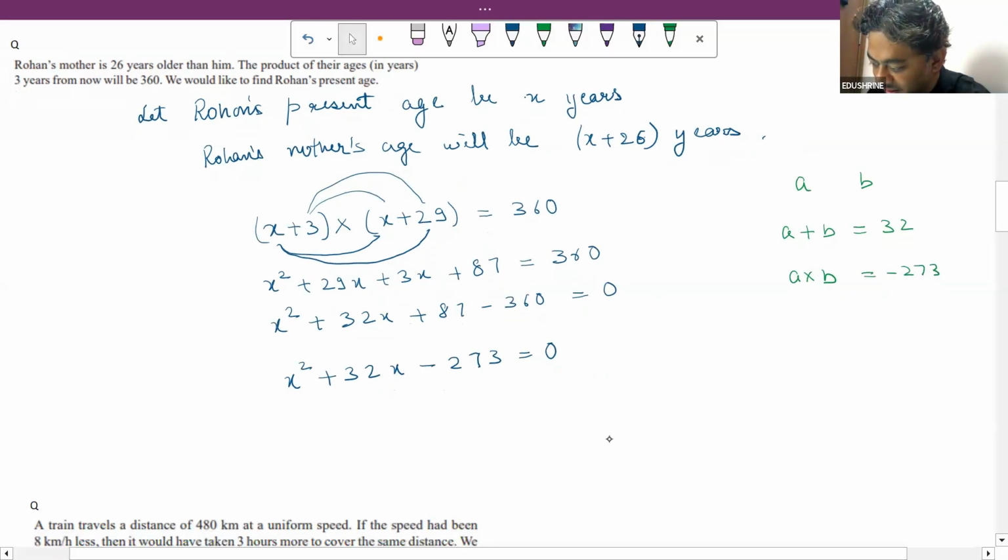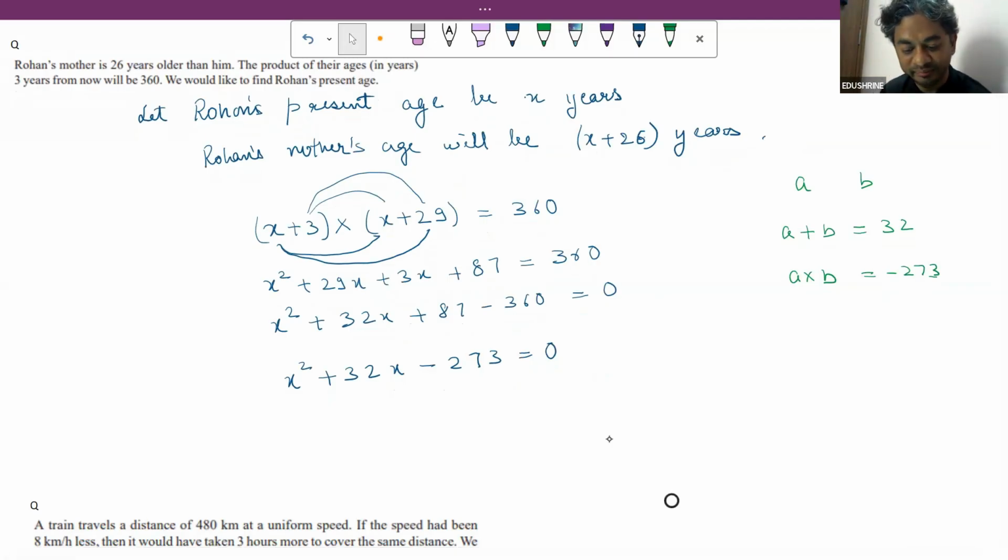So now this is the task. You have to think what are the two numbers whose sum is 32 and whose product is minus 273. Try. Can anybody think about two numbers whose sum is 32 and product is 273?